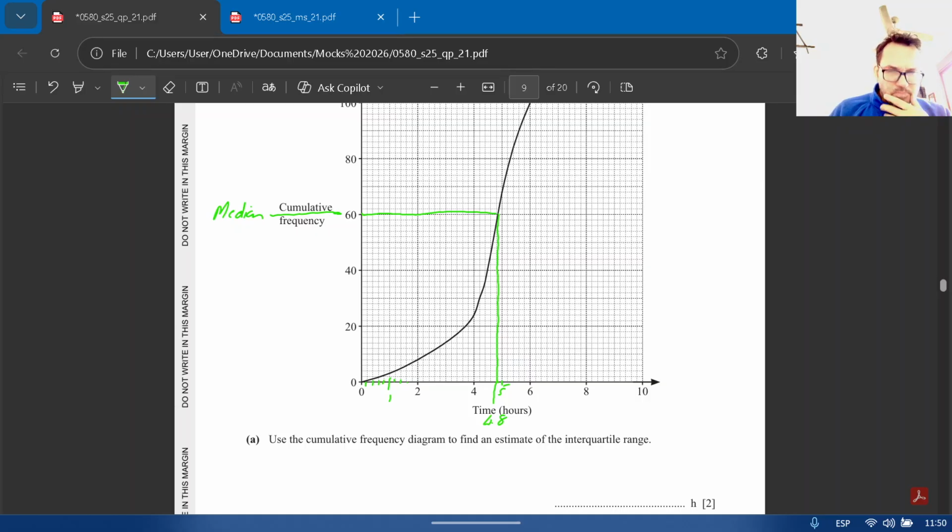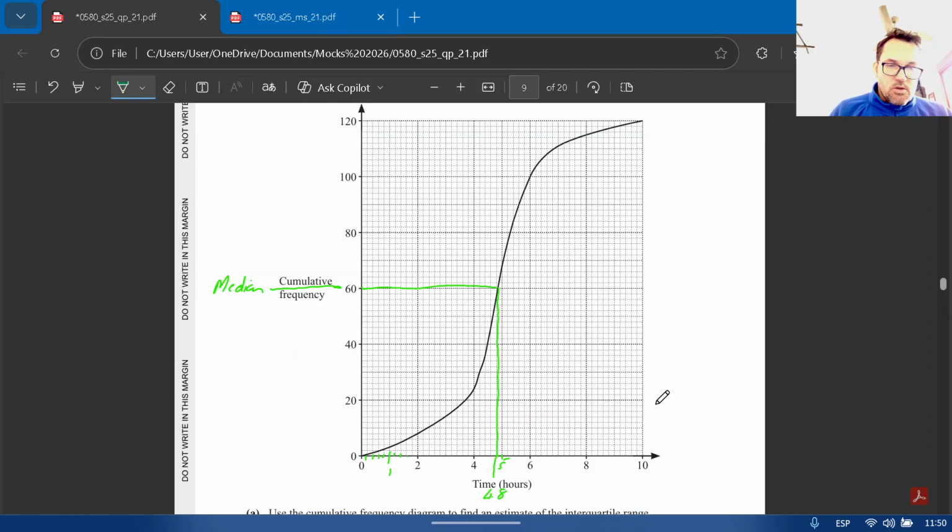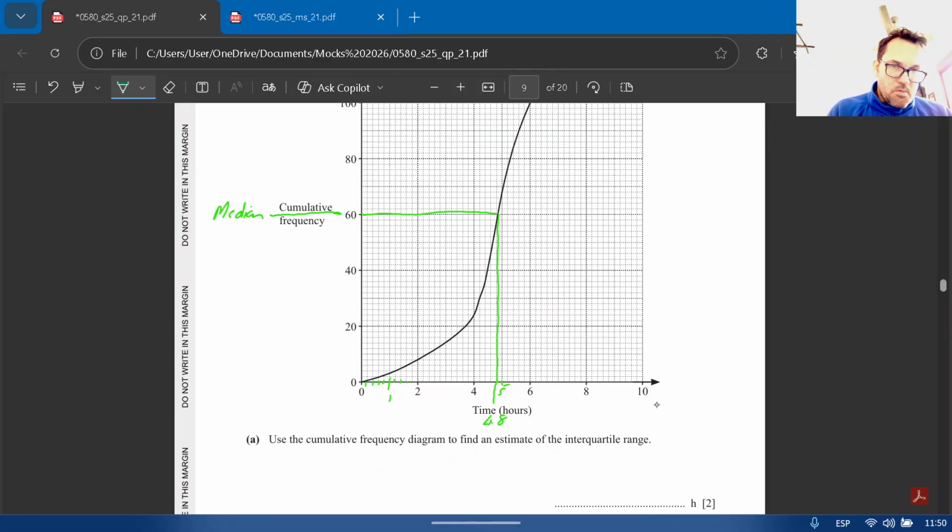Well, that's a lot. Now we need to find the quartiles, the quarters. Let's use a different color here. The lower quartile will be half of the bottom half. If you halve a half, you get a quarter. Cut the pizza in half, you have half a pizza. You cut that half in half, you have a quarter of pizza. Which is not enough pizza for me, but anyway. So half of 60 is 30. This will be the lower quartile.